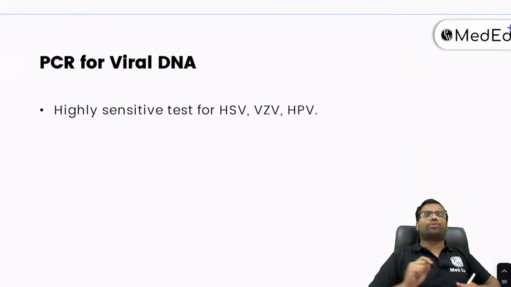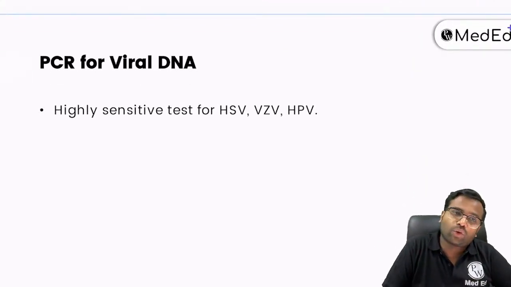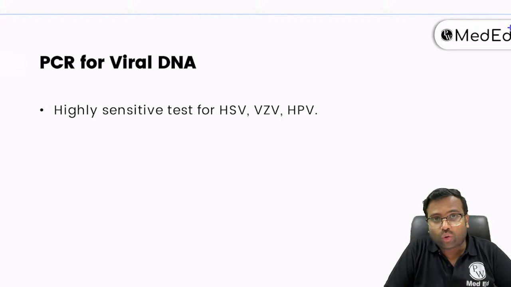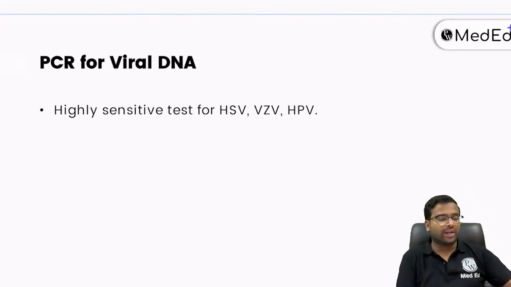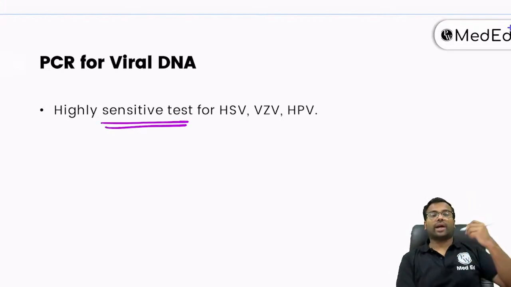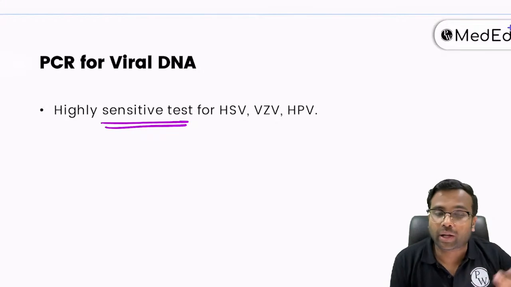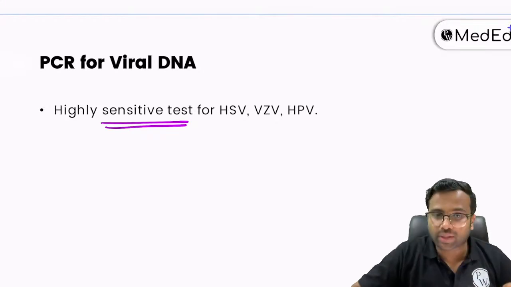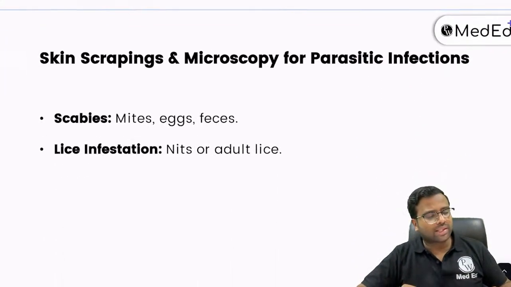And in the cases of viral infections, we know that we can go for a PCR for viral DNA, because that is going to be a very highly sensitive test for HSV, varicella zoster, herpes, human papilloma virus, etc. And we can also do some skin scrapings.